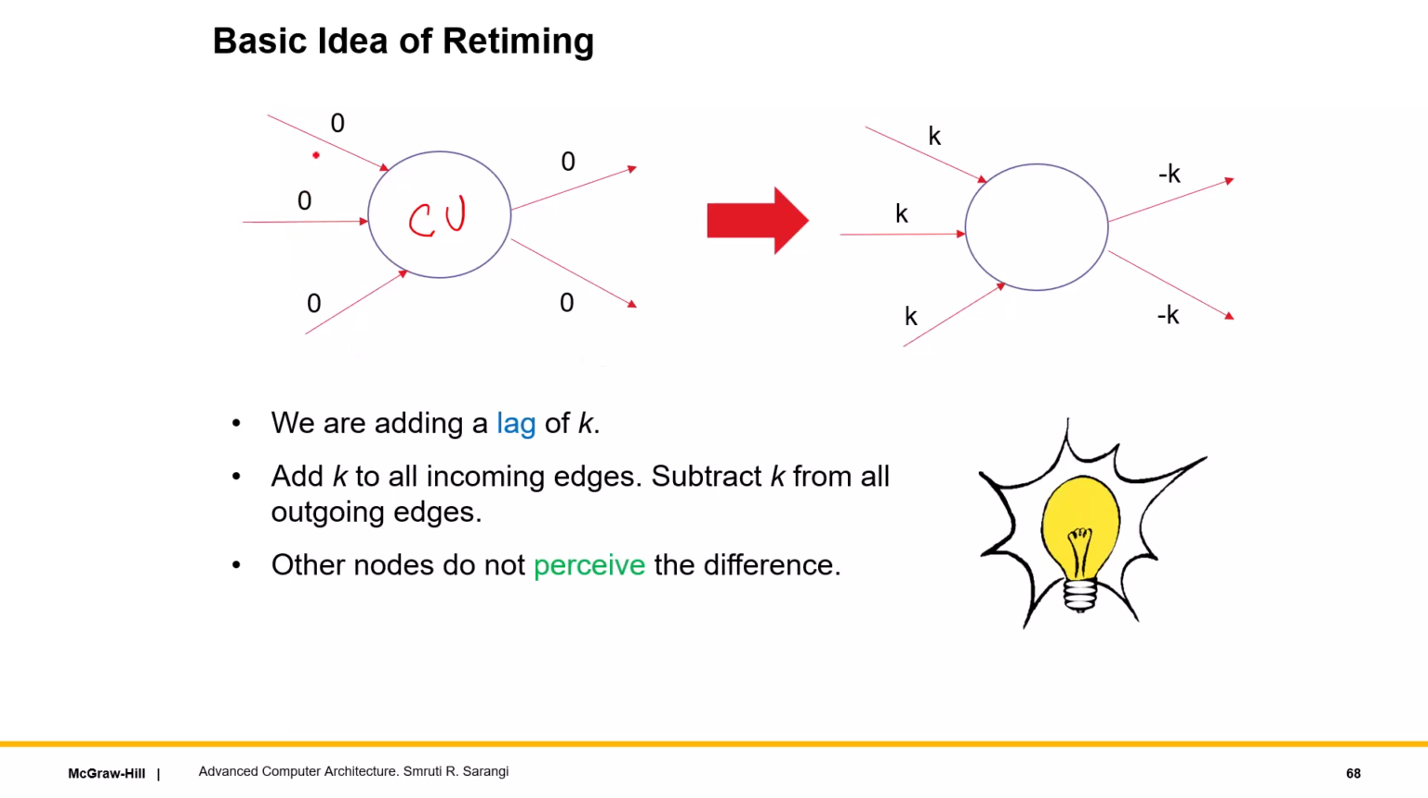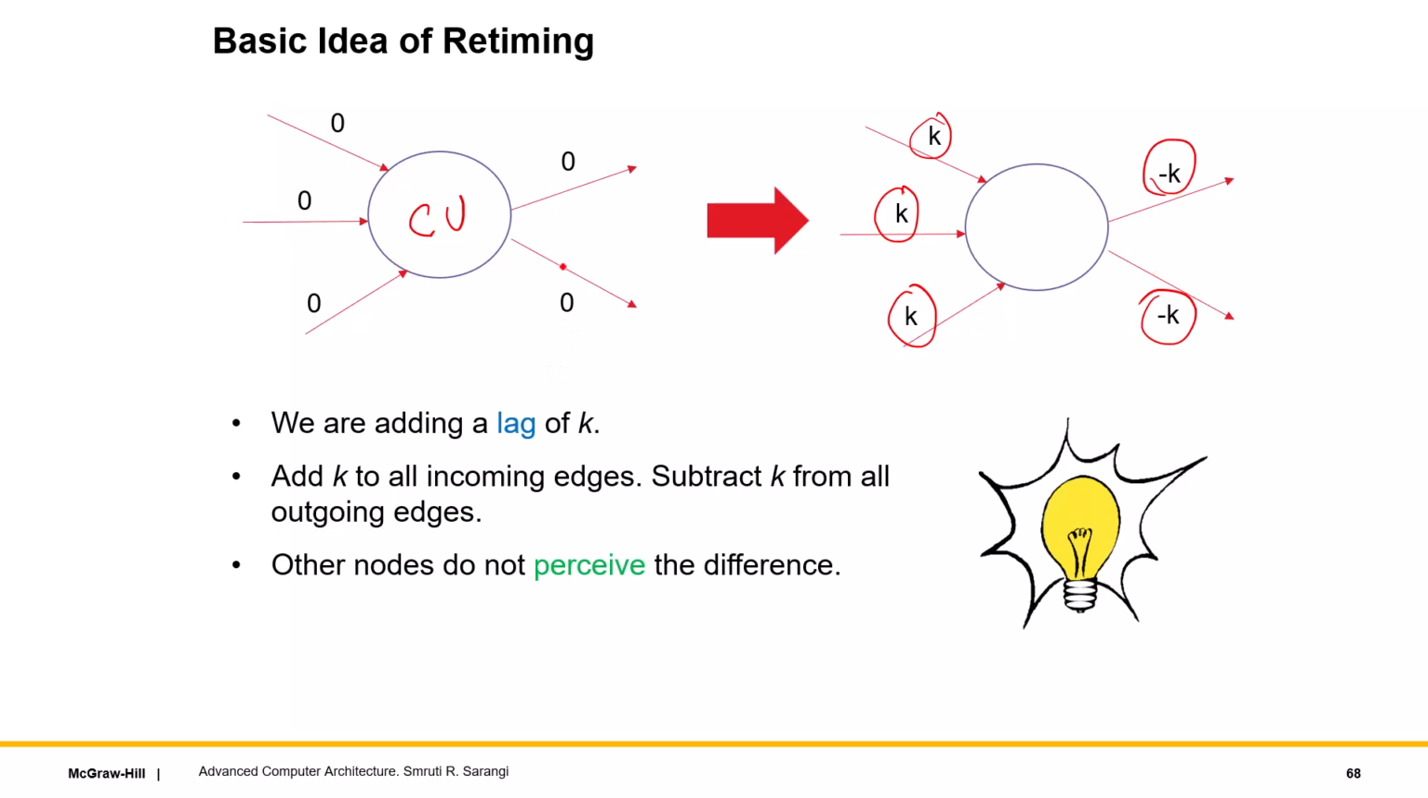So what we will do is, let us say that these edges have some weights. For the sake of simplicity, I have assumed it is 0. So what we can do is we can add a lag of k, which basically means that to all incoming edges I would add k, and to all outgoing edges I would subtract k, right?